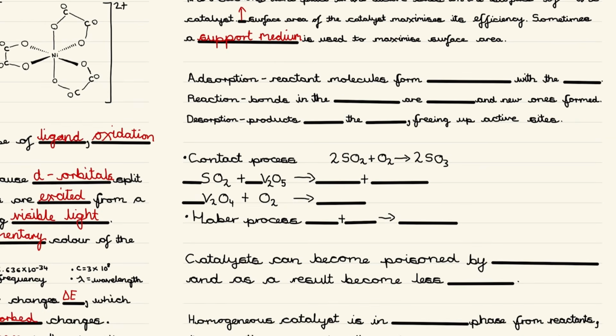Now how these types of catalysts work are these three steps. So first we have adsorption, which is when the reactant molecules form weak bonds with the surface, and then the reaction happens. So the bonds in the reactants are broken and new bonds are formed. Then we have desorption, and this is where the products leave the surface, freeing up active sites.